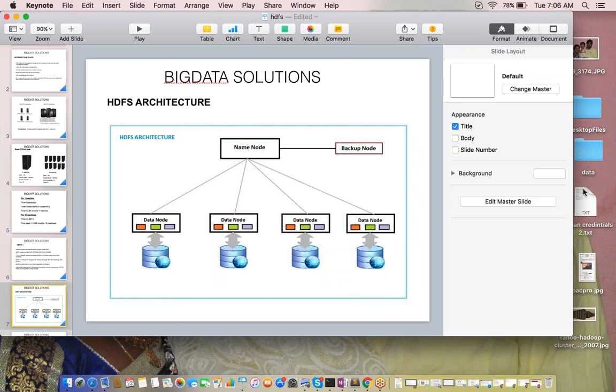Okay. Name node to data node is RPC, data node to HTTP. Correct. Data node, HTTP. Correct. Yes. What's the info present in data node? So what's the info present in data node?